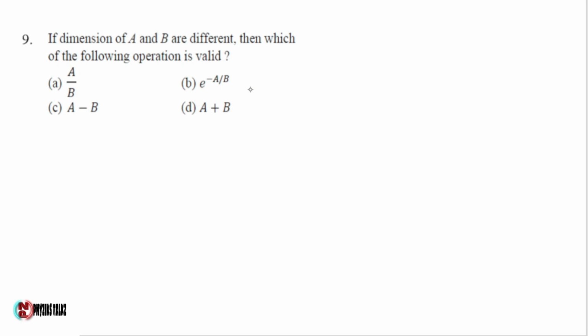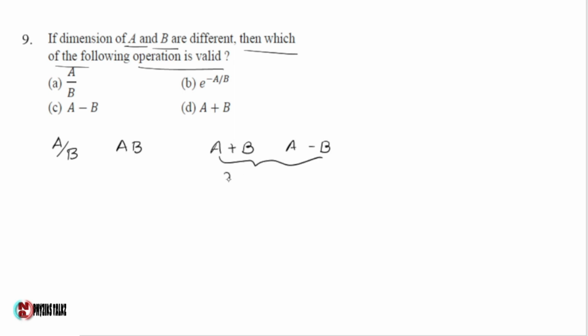Next question: if dimension of A and B are different, then which of the following operation is valid? Now if A and B are different, then only division or multiplication is possible, but addition or subtraction is not possible. So the correct option is A by B.